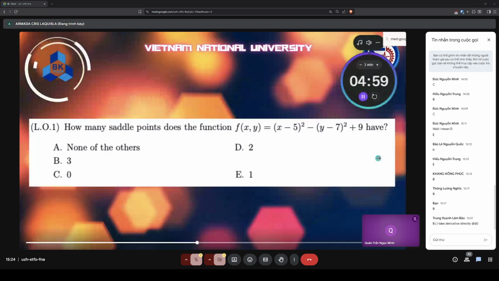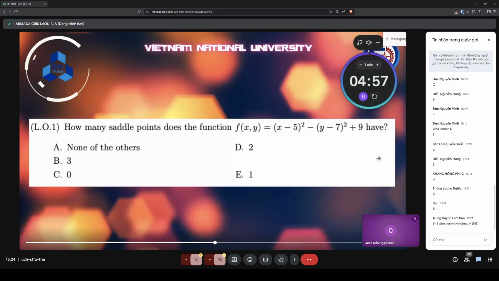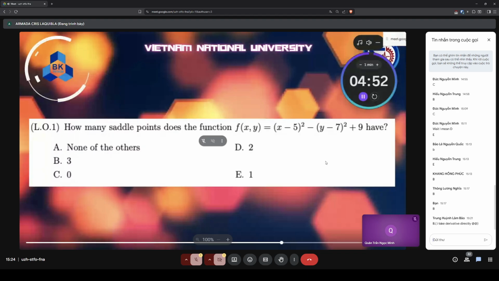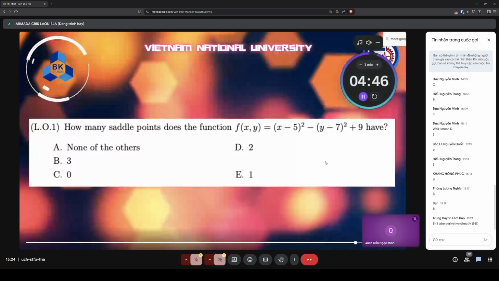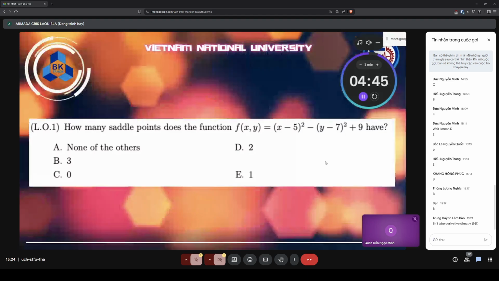How many saddle points? To get the saddle points, what are you going to do here? Get the fx, get the fy. You solve it. After that, equate them to 0. Then you can get the critical points.